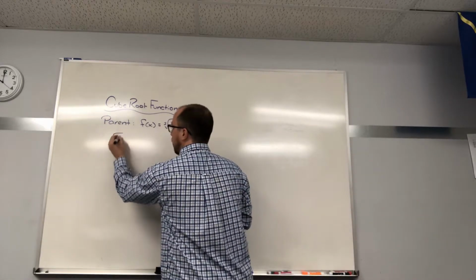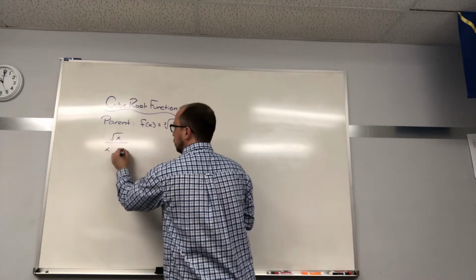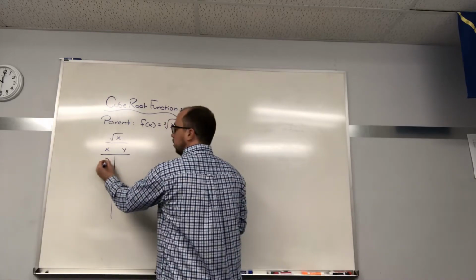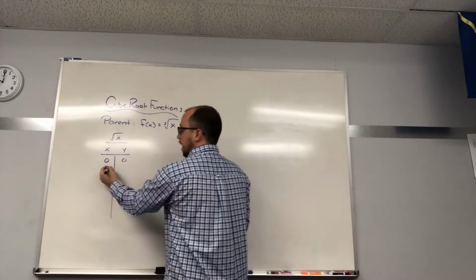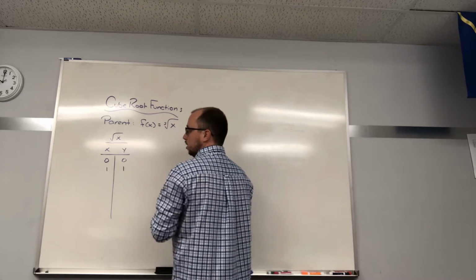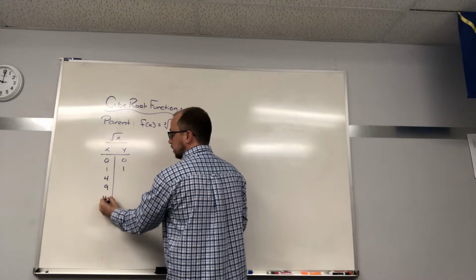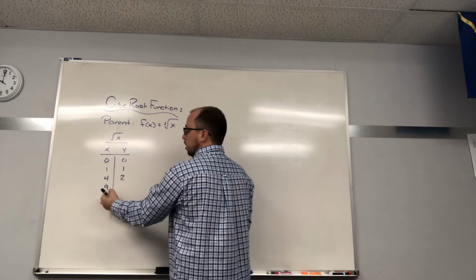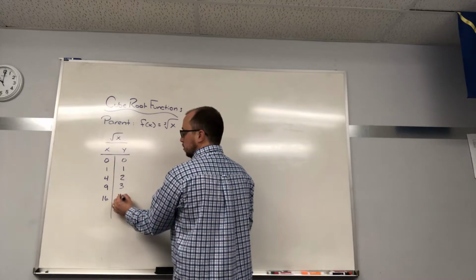When we had square root of x, if I made an xy table, if my x was 0, the square root of 0 is just 0. If I had an x of 1, the square root of 1 is just 1. Then we talked about the fact that if I use things like 4, 9, and 16, if x was 4, that would be 2, square root of 4 is 2. If x was 9, square root of 9 would be 3. If x was 16, square root of 16 would be 4.